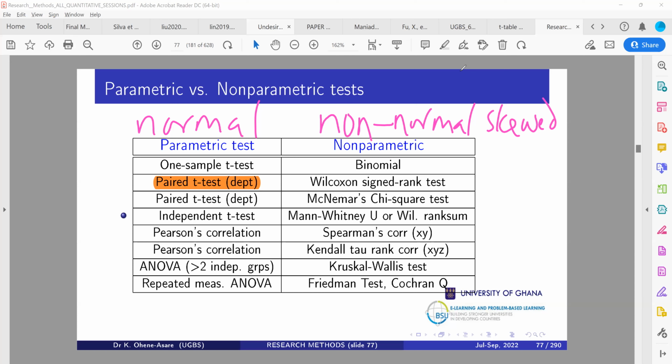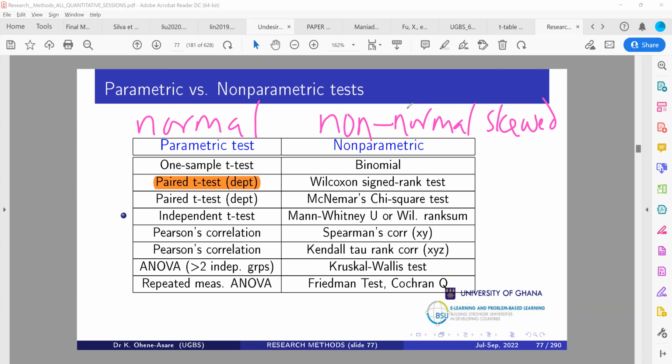But if I collect your scores in this class, and I also collect your scores in management science, that is two different samples, but the people are the same. The subjects are the same. I'll come back to that. The subjects are dependent, so the sample is dependent. But first, one difference between parametric and non-parametric is that parametric is normal, non-parametric is not normal.